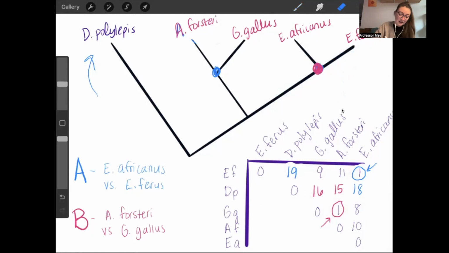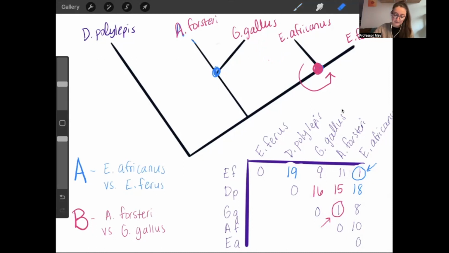Now, why is that? Well, because you can actually swap this around and rotate it. It doesn't really tell you which one came later versus sooner. What's really important is that you have it on the right node. In other words, they have the same common ancestor. Now, it would matter if I put E. africanus here versus where it is now, because that would assume that there's a different evolutionary relationship there. So be careful. That's not what you want.